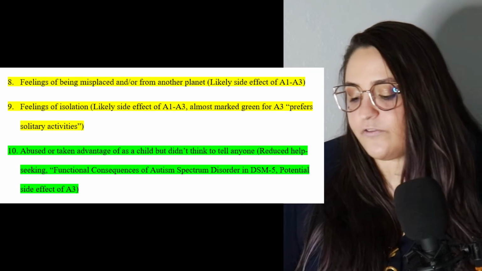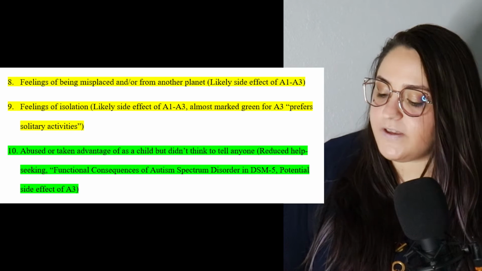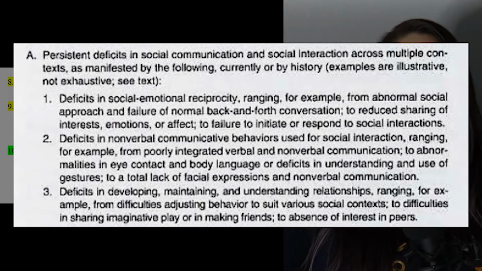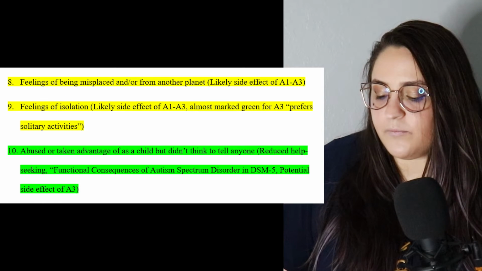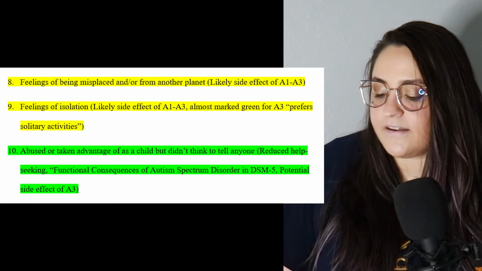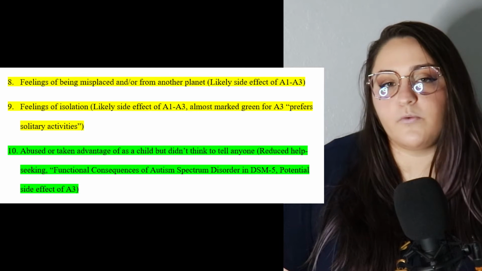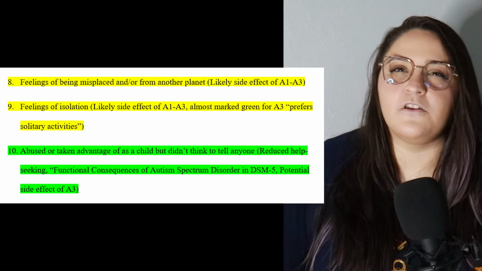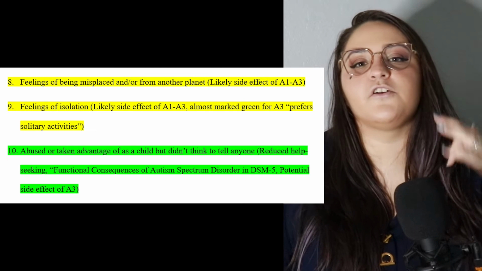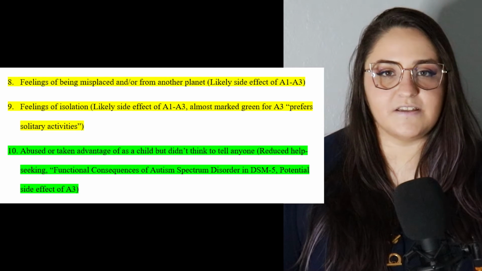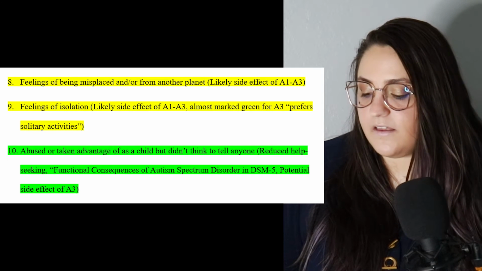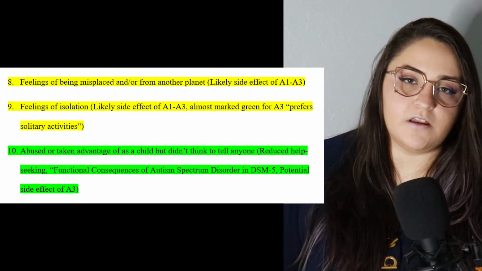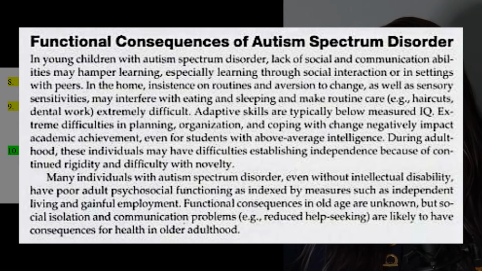Feelings of being misplaced and or from another planet. I did mark this one as yellow because I feel like it's a likely side effect of criterion A1 through A3. Feelings of isolation, I also marked as yellow for it being a likely side effect of A1 through A3, and I almost marked it green for A3 prefers solitary activities. But I didn't know that that would really necessarily fall under feelings of isolation, just that the person might tend to isolate themselves. Abused or taken advantage of as a child, but didn't think to tell anyone. This I actually marked green under reduced help seeking. This is under the functional consequences of autism spectrum disorder in the DSM-5.